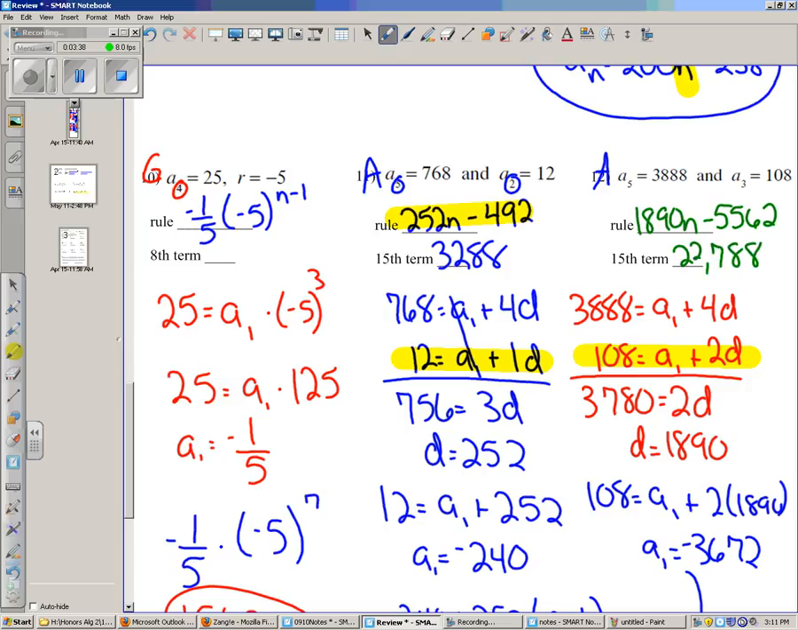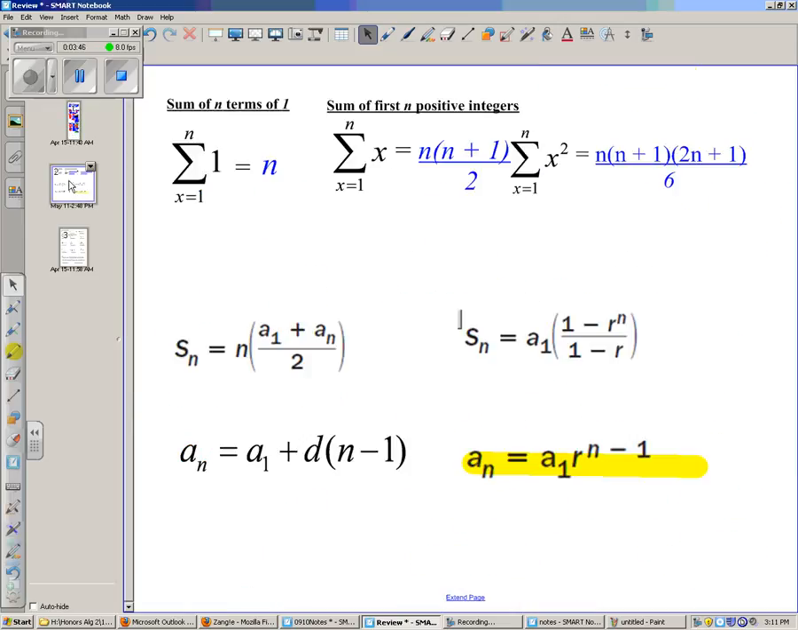22,788. And again, you guys, just so you know, you can use n, you can use x, you can use whatever variable you want. Okay? All right, let's go to the back page. So on the back page, I'm going to be using my series shortcuts. So I really do have to pay attention as to what shortcut I'm going to be using. Okay? And again, you're going to be given these formulas, but for now, you'll have to look at your notes.